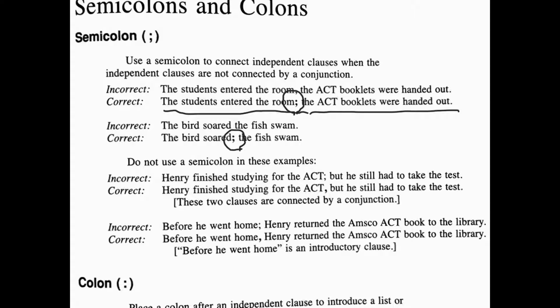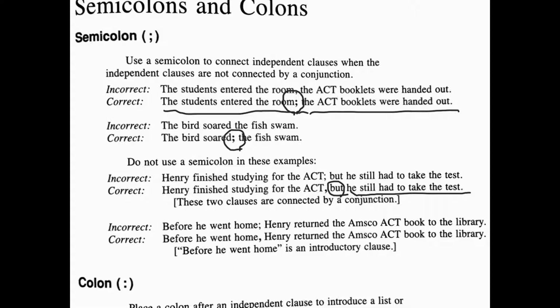Now, granted, he still had to take the test is an independent clause, but we have a conjunction. And when we have a conjunction and we're trying to connect these two together, you always use a comma with the conjunction. I believe that's a rule we went over earlier. Let's take a look at another example.